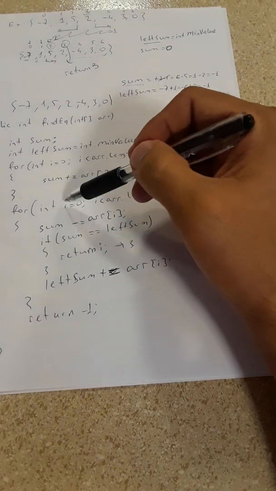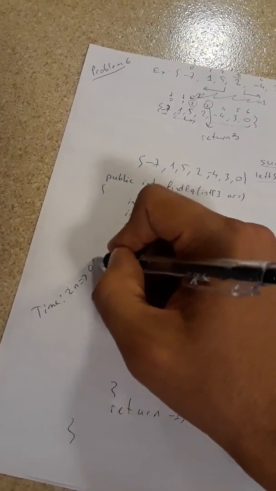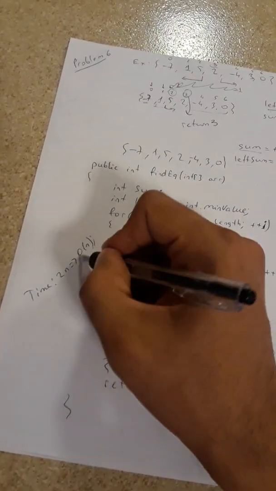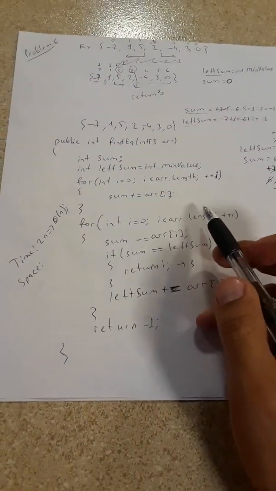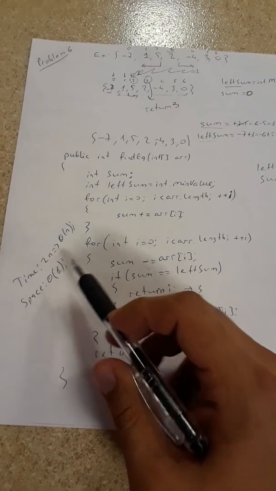So the time complexity for this code, since we're using two for loops, will be 2n, and we can round it down to n. So it will be order of n. And for space, here we're just defining 2 variables of integers, so it's constant memory consumption.